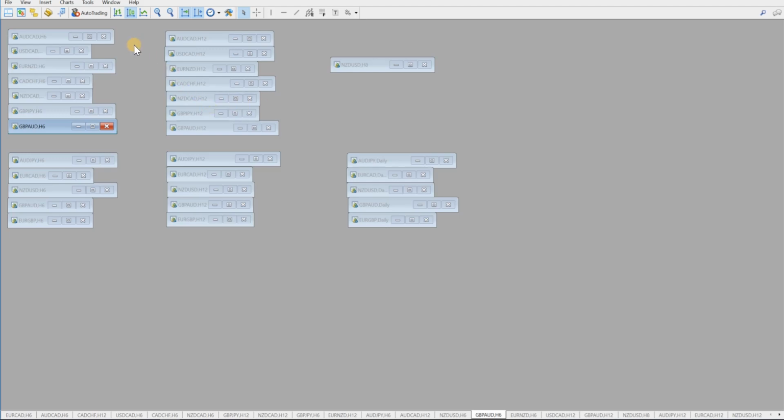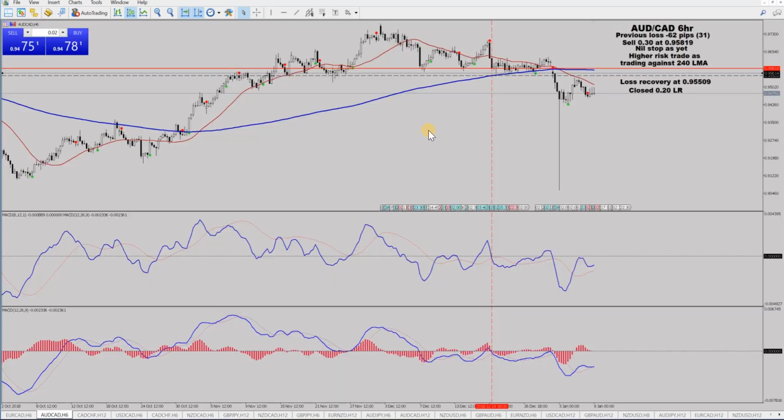And finally, AusCAD 6-hour Mod MACD. Just have a quick look at my notes here. All right, it's in a sell back here. This is one I had a previous loss on, so I went in with a 0.30 sell. That black dash line was my loss recovery level, so that was to recover that 62 pips. Had to go to that level, and there I closed 0.20. So LR stands for loss recovery. So that was done nicely. So easily got my loss back.